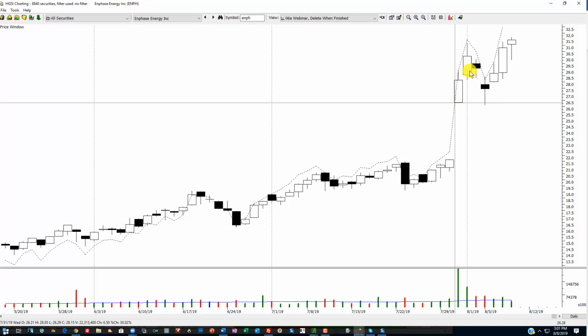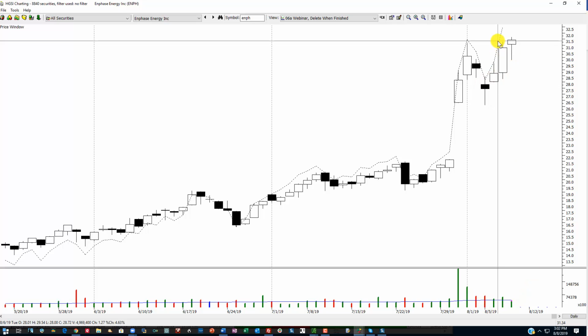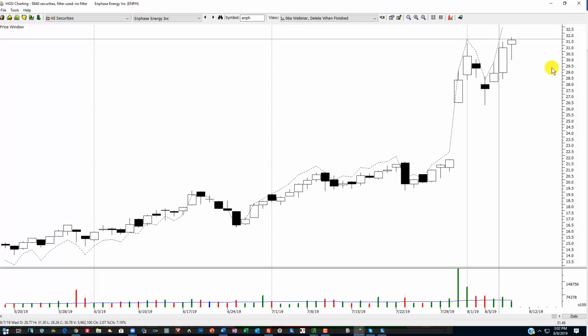Look what happened. It came down. It tested the low of that. If there are any stops just below it, they were probably taken out. But support came in. And the volume's been running above average even on these 2 down days. But now it broke out to an all-time high today, it looks like.